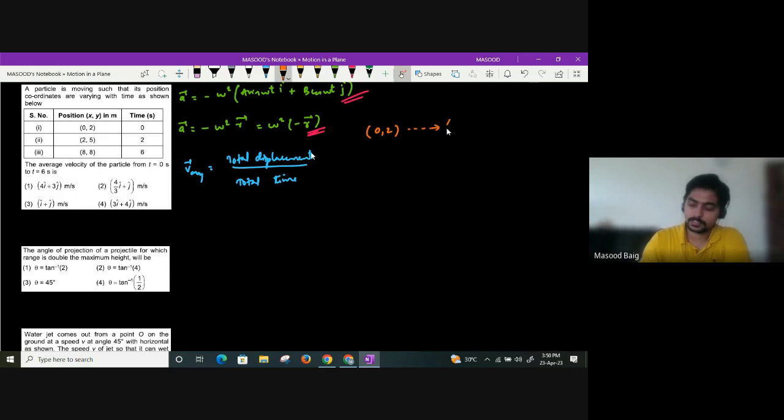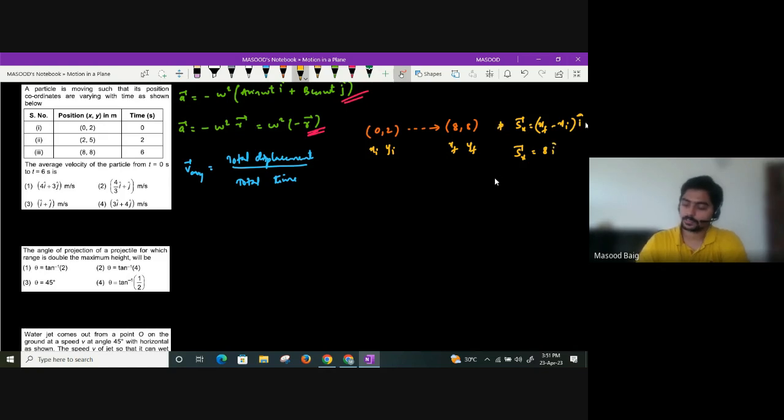Right. Final position you see after 6 seconds is 8, 8. So this is our x initial, x final, y initial, y final. So what will be the displacement in x direction? If I want to find displacement in x direction, it will be x final minus x initial, I cap. What will I get? I will get it as 8 I cap.